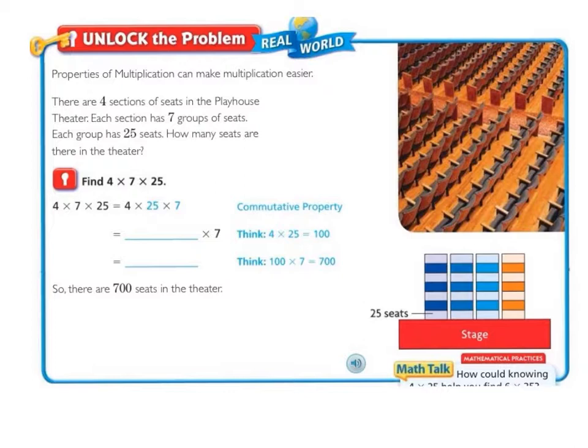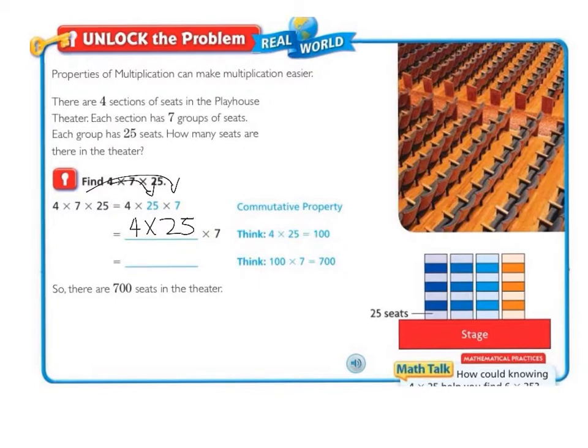The first thing that we're going to do is use our commutative property. The commutative property allows us to move the order of our numbers. So we're going to move the order of our numbers from 4 times 7 times 25 to 4 times 25 times 7. So the 7 and the 25 changed places.